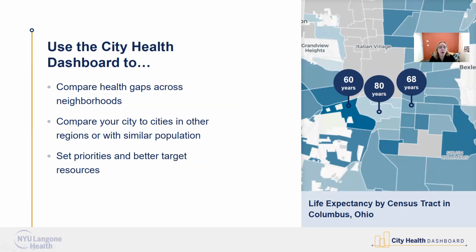I pulled out a map of West Columbus, Ohio, and highlighted 3 neighborhoods that have really different life expectancies. These neighborhoods span just over a mile, yet there's a life expectancy gap of 20 years across those 3 neighborhoods. So the dashboard is really powerful, and it highlights these gaps that may exist and prompts you to dig deeper into what could be causing those gaps or disparities.